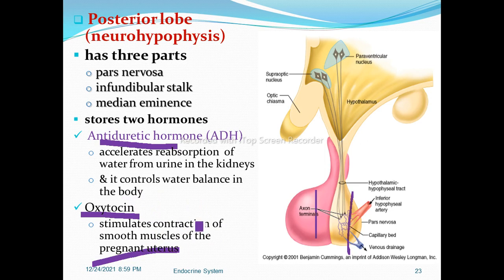The second function of oxytocin is milk ejection, not production. Production is by prolactin, but oxytocin is used for milk ejection. When the newborn touches the breast of the mother, ejection occurs. The produced milk is ejected and comes into the baby's mouth. This ejection process is controlled by oxytocin. So one is milk ejection, the other is stimulation of contraction. Oxytocin has two functions.